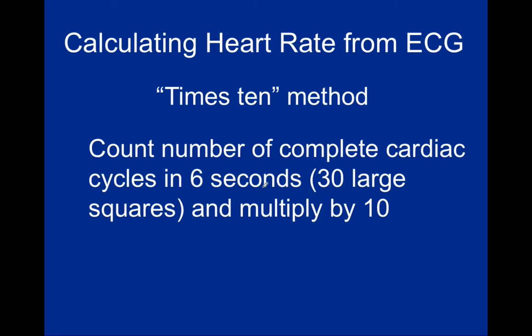So what you're going to do for this method is you're going to count the amount of cardiac cycles in that 6-second period. That's 30 large squares. So the amount of cardiac cycles in 30 large squares, and simply multiply that by 10, and that will roughly give you what the heart rate is supposed to be.